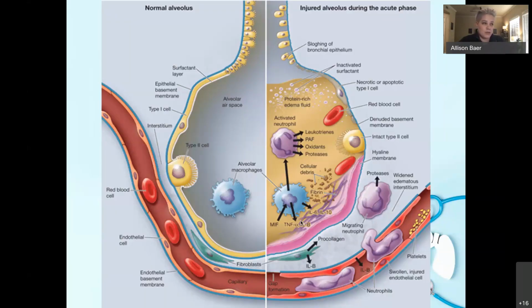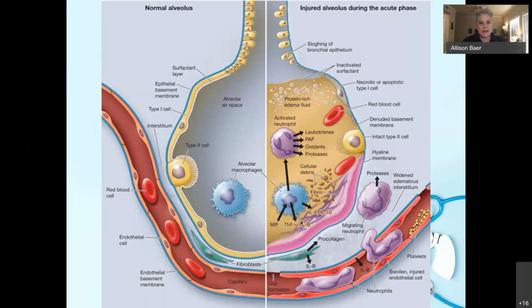There's going to be decreased compliance, decrease of that functional residual capacity we talked about. So an increased dead space in the lungs. With all this swelling and fluid, the air can't get in as well as it should. So that causes the VQ mismatch, eventually hypoxemia.